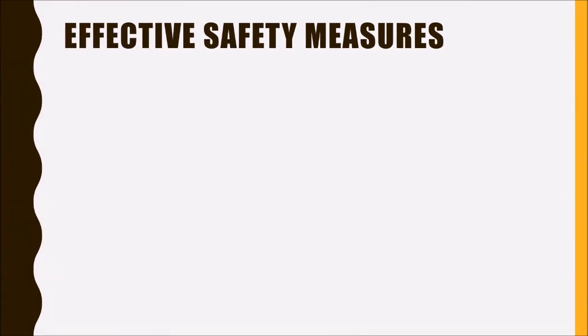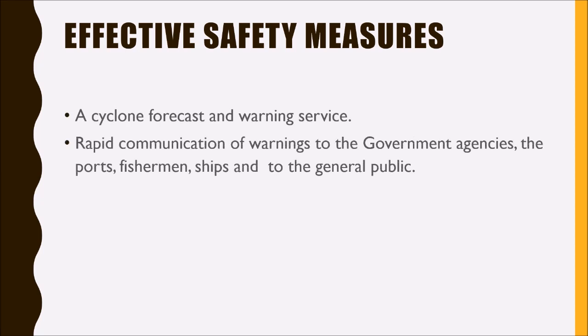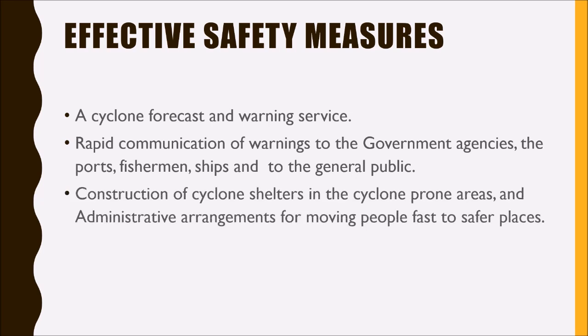Some effective safety measures to protect the people from cyclone are: a cyclone forecast and warning service should be available, rapid communication of warnings to the government agencies, the ports, fishermen, ships and to the general public, construction of cyclone shelters in the cyclone prone areas, and administrative arrangements for moving people fast to safer places.